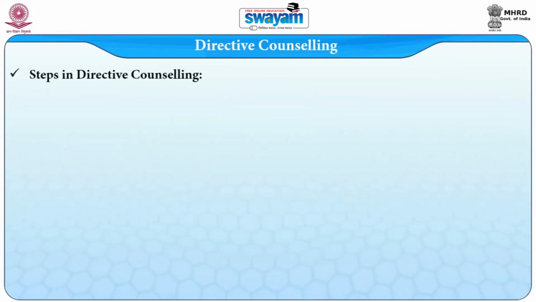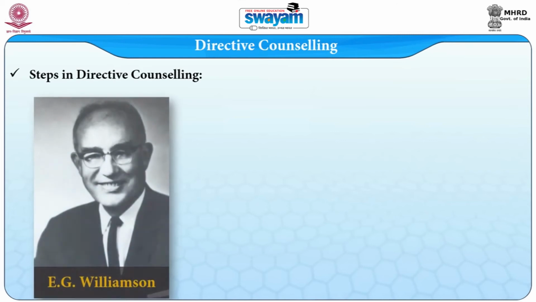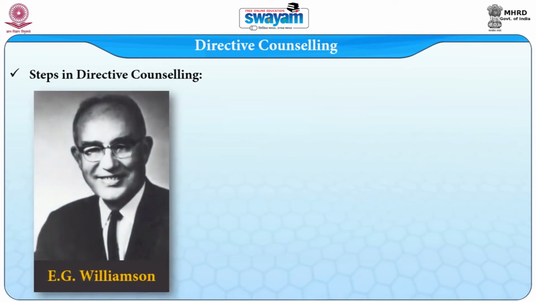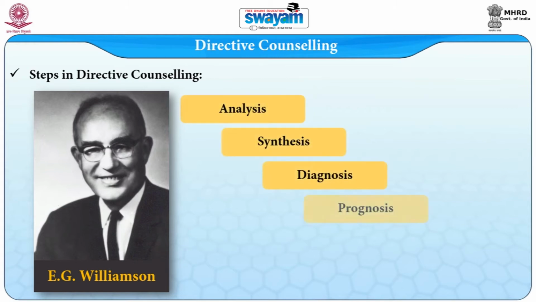Steps in directive counseling. According to E.Z. Williamson, the following steps are involved in directive counseling. First one is analysis, next synthesis, then diagnosis, prognosis, treatment, and follow-up.